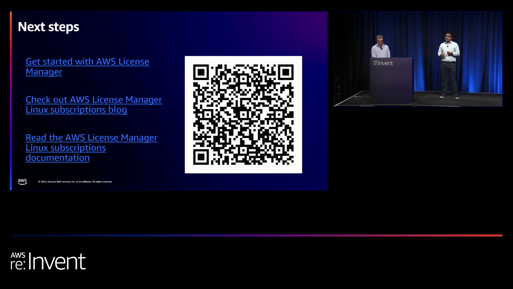So as next steps, this QR code will take you to the AWS License Manager Linux subscriptions documentation. You can also just search for License Manager Linux subscriptions, and you'll find that in one of the top results. And there we've got the details of how you can onboard onto Linux subscriptions.